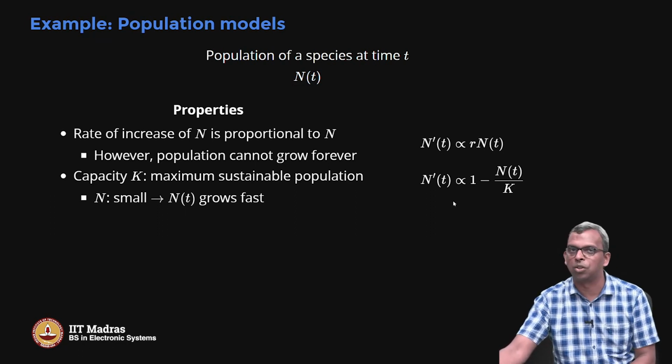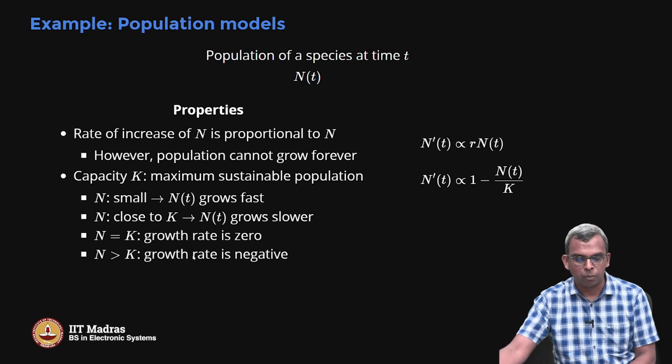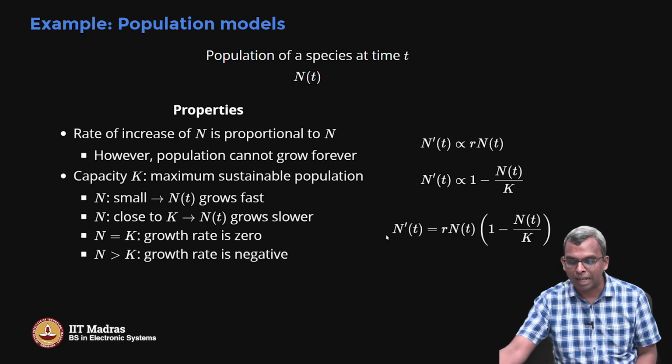It will have to reduce over time. Okay, so these are interesting and simple observations, and all of these are encapsulated into one differential equation. Notice this is a differential equation. It involves n prime of t and n of t, and this is a very popular model in population study. N prime of t is r times n of t times 1 minus n of t by k.